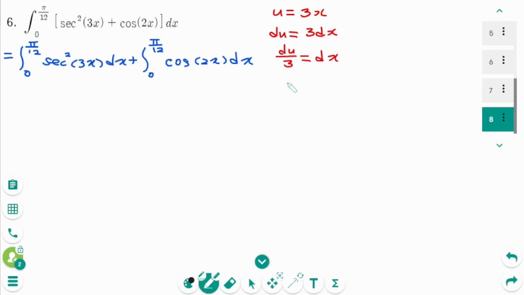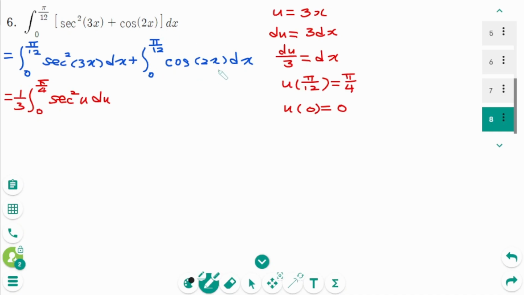When x equals pi over 12, then u of pi over 12 equals 3 times pi over 12, which is pi over 4. For the lower limit, 0 equals 3 times 0 equals 0. Back to the original integral, the new lower limit is 0 and the new upper limit is pi over 4. Then secant squared 3x is secant squared u, and dx equals du over 3, so the integral of secant squared u du with a factor of 1 over 3.